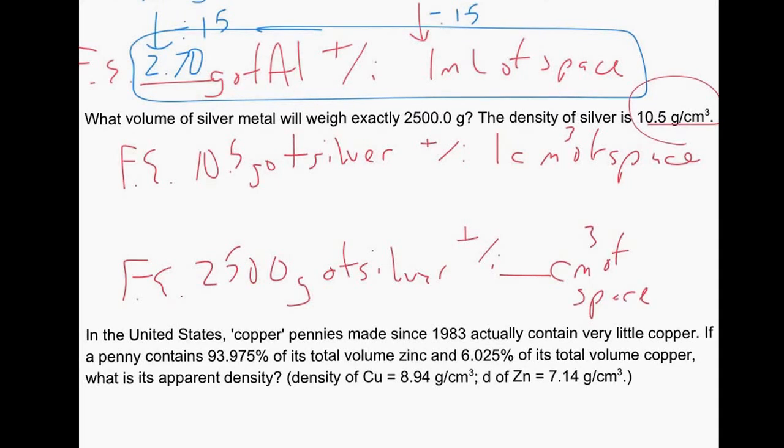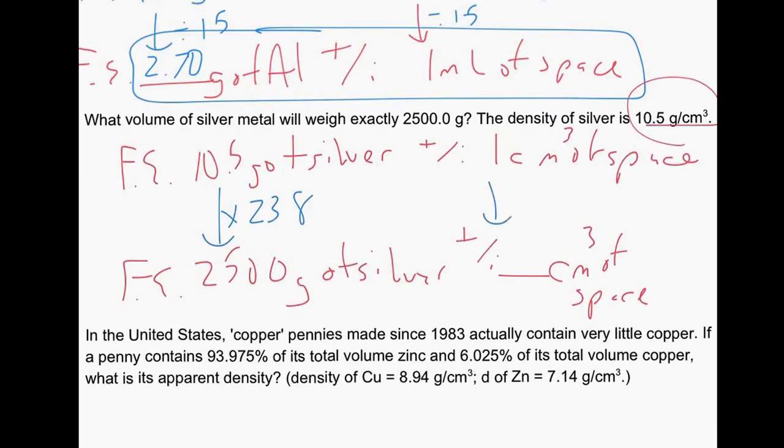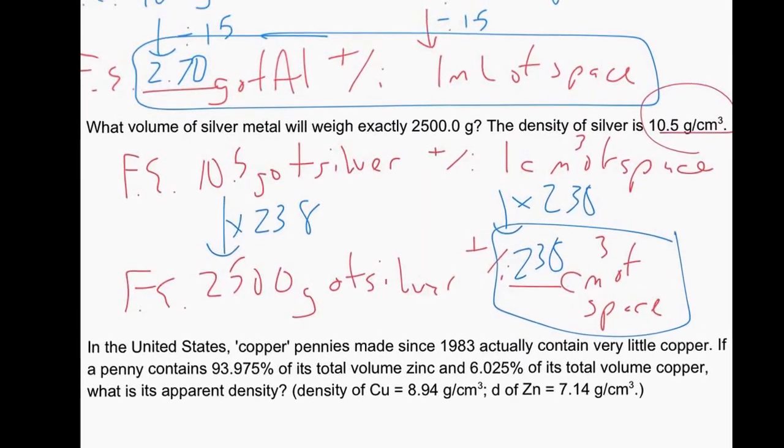Okay, so to get from here to here, well, it's getting a lot bigger. So we can take 2,500, divide that by 10.5, and that comes out to be 238. So it's 238 times greater. 238 here. And that is the proper number of significant figures.